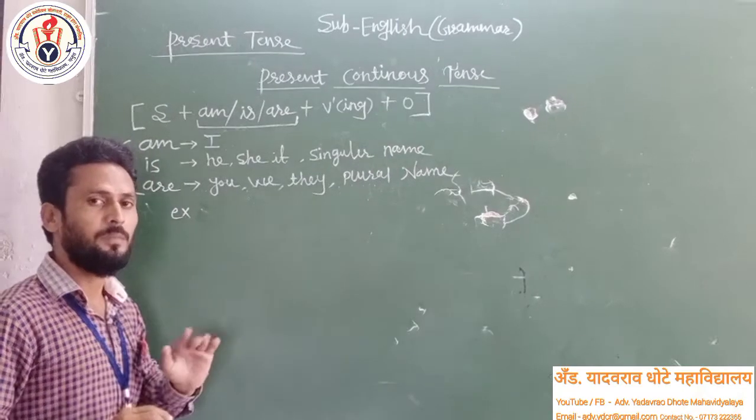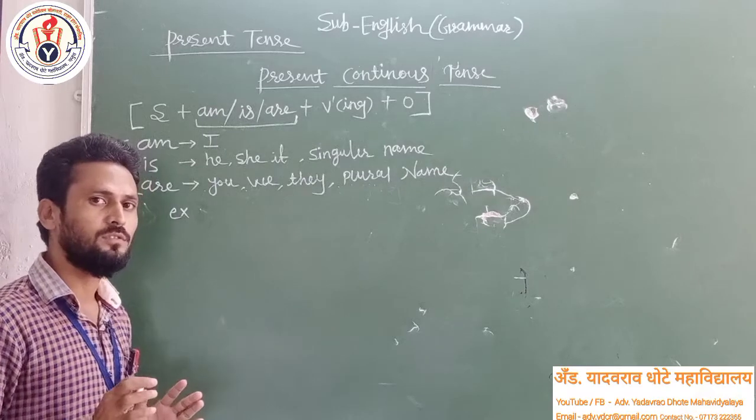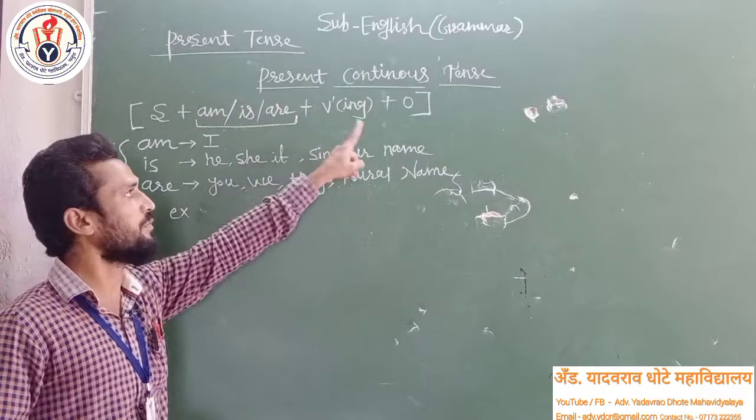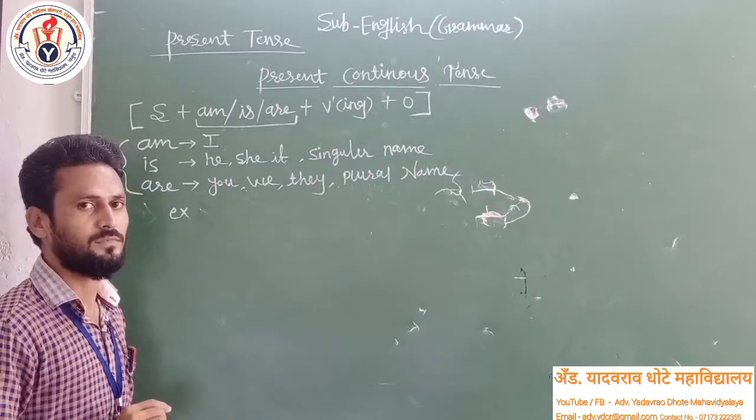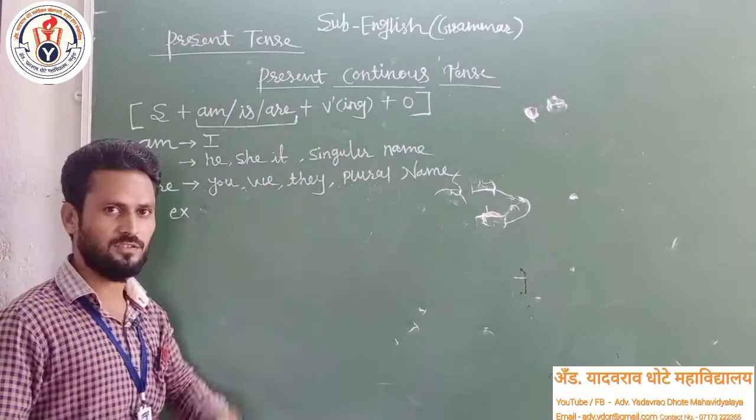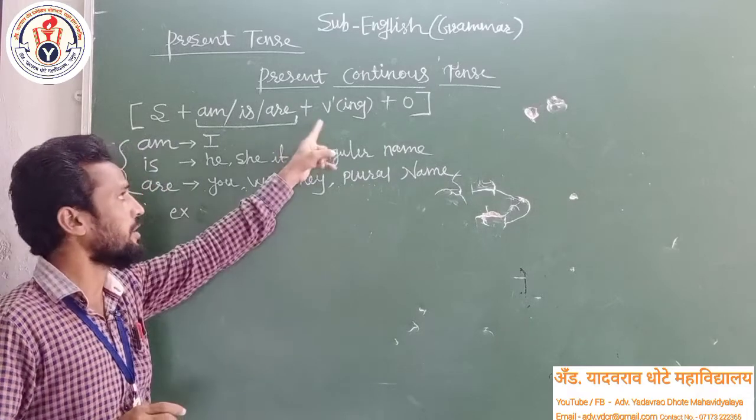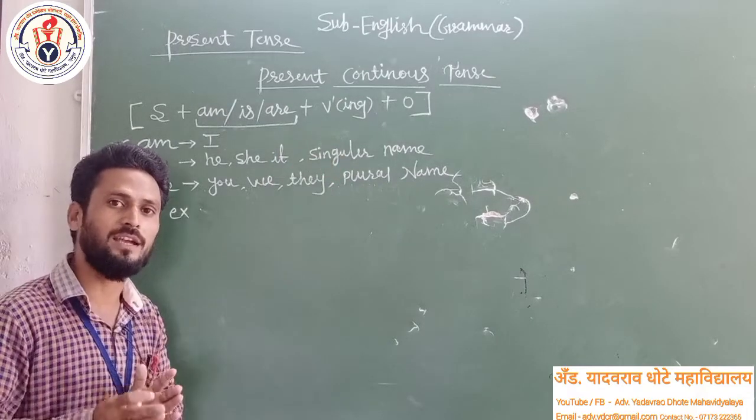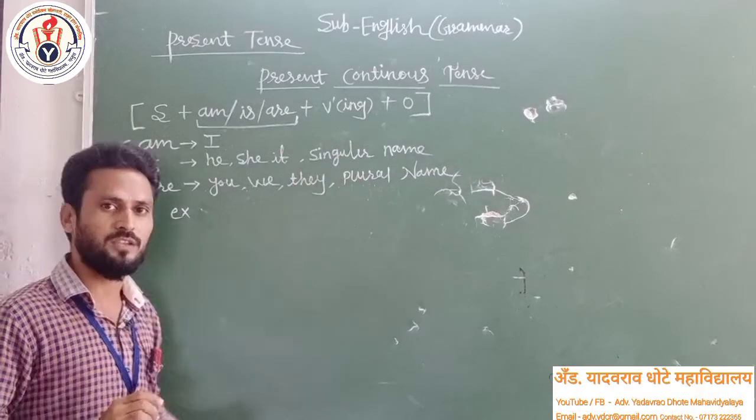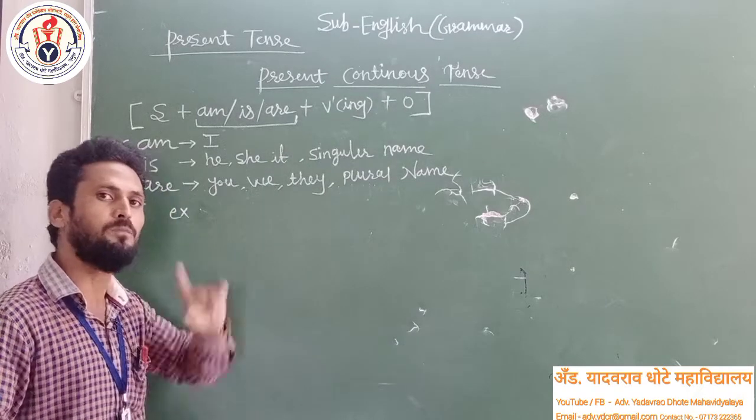Dear students, in the previous video, while teaching simple present tense, I had introduced you to the three main factors in the formula. They are subject, verb and object. What is subject? The doer of action. What is verb? The verb indicates action or act or work. And the last one, object. Object means the word impacted by the action of the subject.